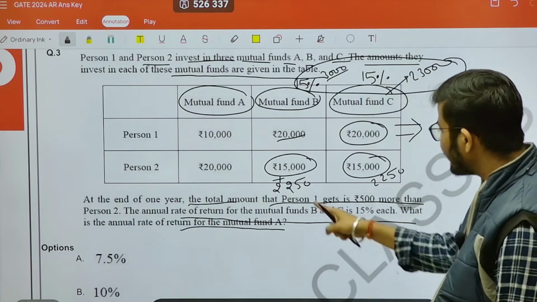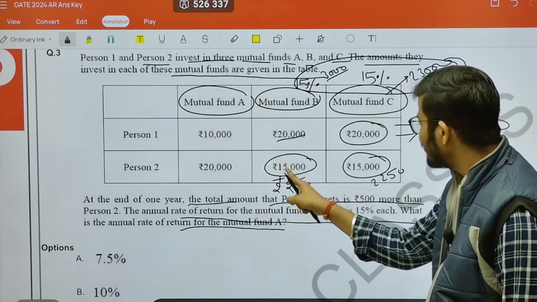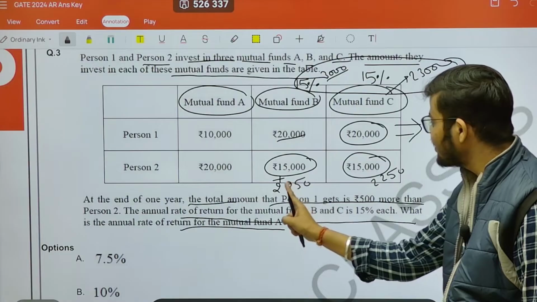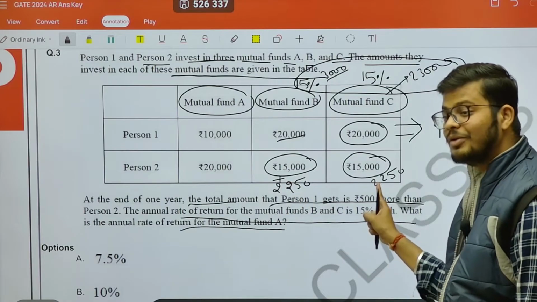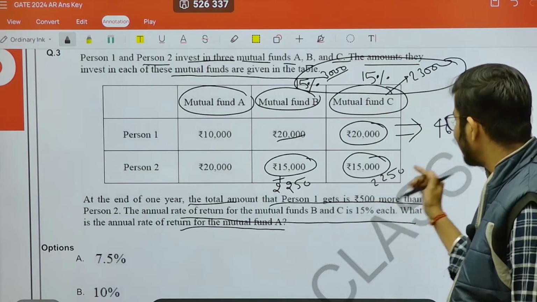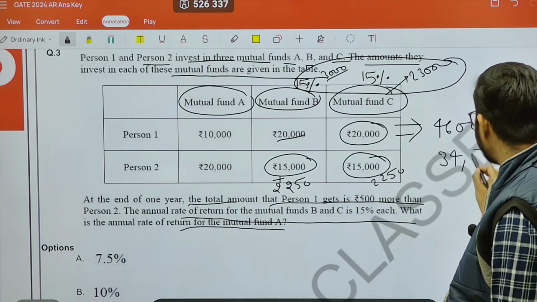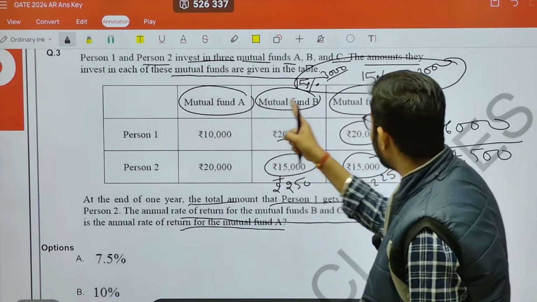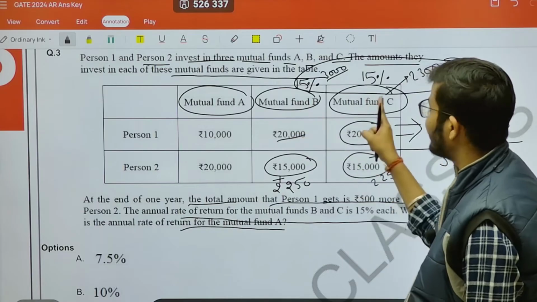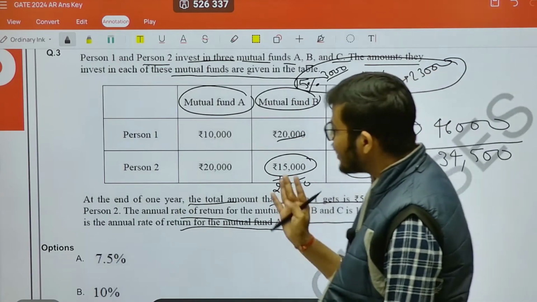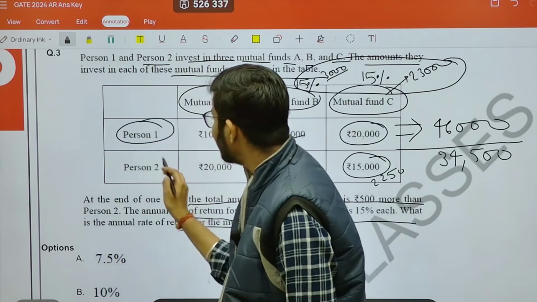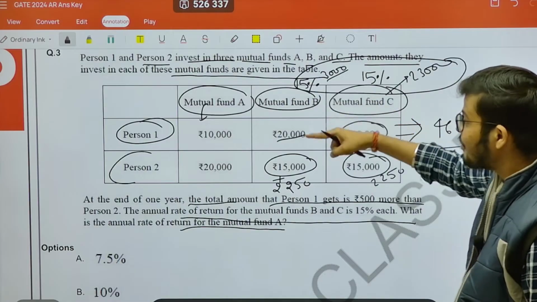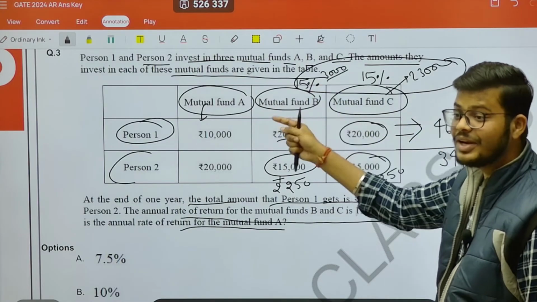Just simple. Now what is the outcome they will be getting from here? If you add it now, 15,000 and 15,000, that is going to be equal to 30,000. 30,000 and then after that 2,000 and 2,000 will be 4,000, 34,000 plus 34,500 is the amount they are getting, person 1 and person 2, by investing in mutual funds B and C. This is about only B and C. Now they are saying what rate of interest should be there that they will be getting in the mutual fund, so that the amount that is given towards person 1 is only 500 more than the second one.